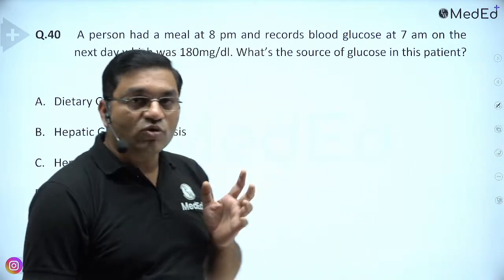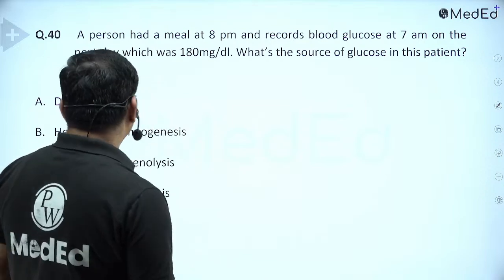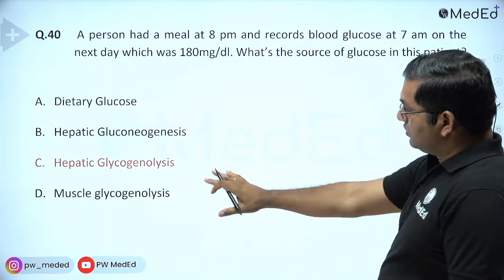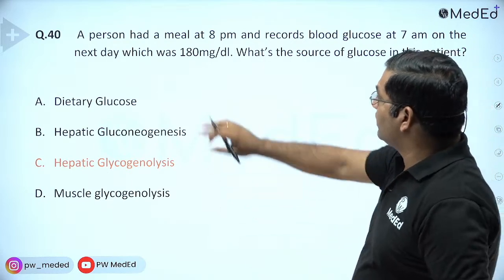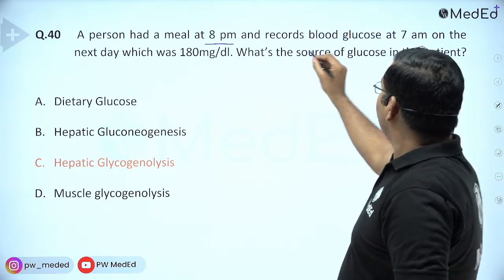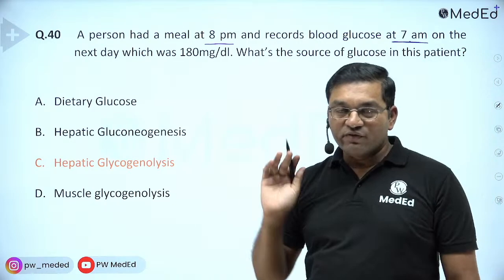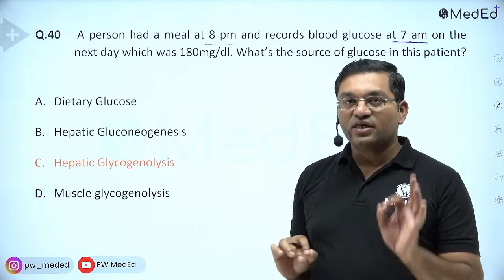The source of glucose. Now see here, the answer is liver glycogenolysis. A person had a meal at 8 p.m. and recorded blood glucose at 7 a.m. in the morning. So the total gap is 11 hours.